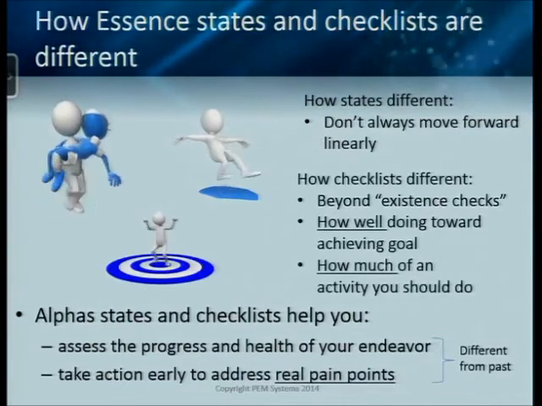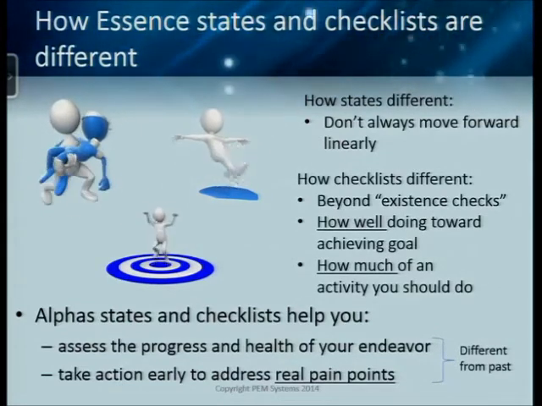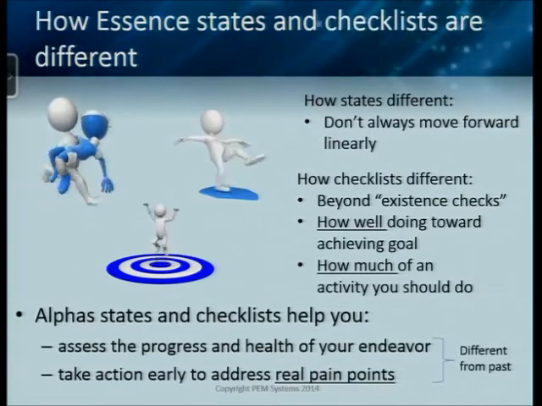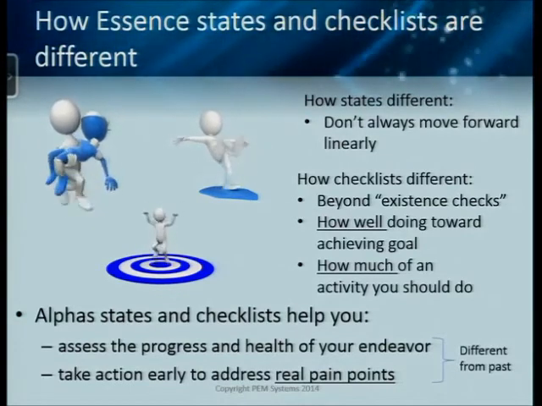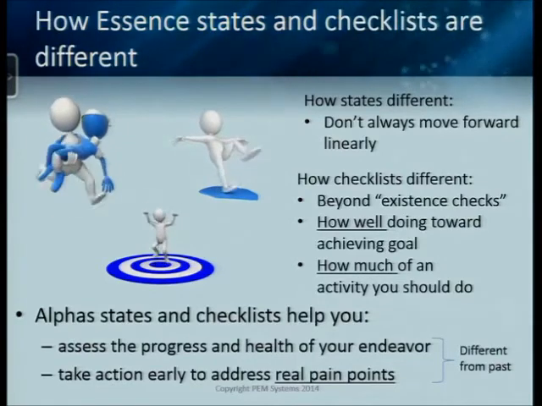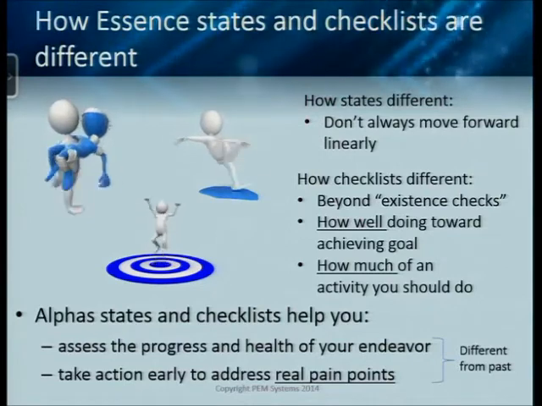Now, how checklists differ. A lot of the checklists you see in a lot of companies and organizations that use models like the CMMI have what I call existence checks. It's kind of a check-the-box thing. Do you have a plan? Did you perform your peer review? Did you do your testing?